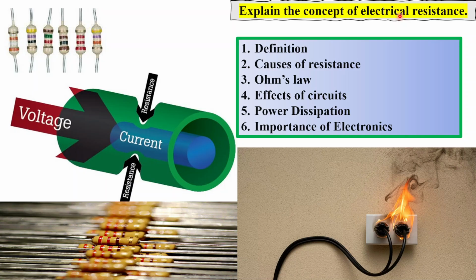Electrical resistance is a fundamental property of materials that describes their ability to impede the flow of electric current. It is represented by the resistance R, and measured in ohms.